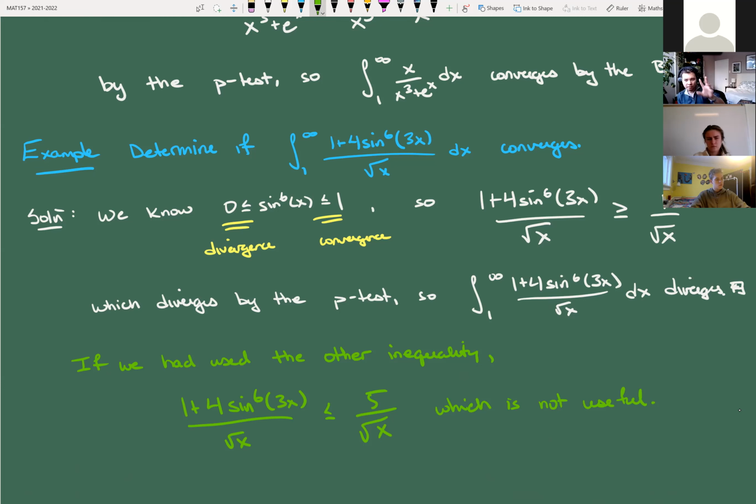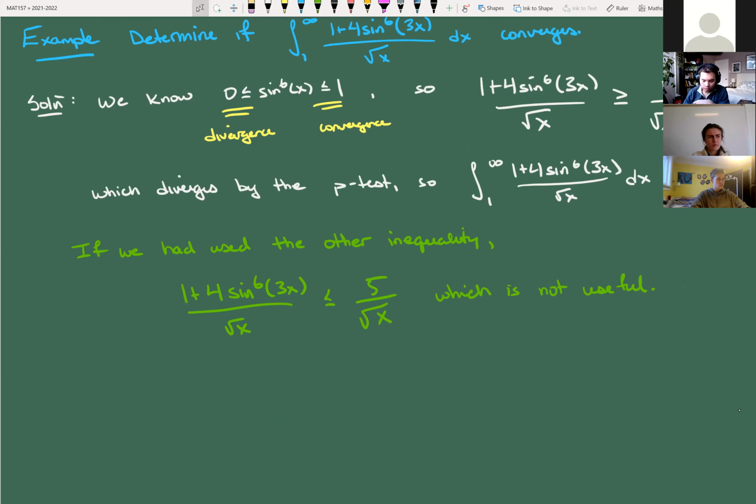So you have to kind of think ahead of time. I mean, you could just try both and see what happens and say, oh, well, this one's useless, so I'm going to go with the other one. But if you look at it, often you can look at your integral and have an idea of, oh yeah, that seems like that'll probably behave like this thing, and that thing converges or diverges, right? So that's what we're trying to figure out. Okay, so are there any questions about that? No, we're good.